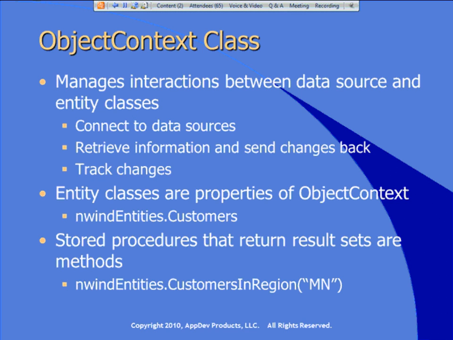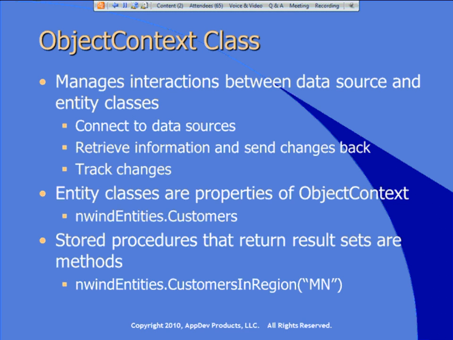In your code, a key concept is the object context class, and it is the job of the object context class to manage the interactions between the data and your entities. This is the thing that connects to data sources using the entity client data provider, retrieves information, sends changes back, and tracks changes. Every time you want to query, you're going to need to create an instance of this class. You can think of it as the same thing as the proxy class when you call a web service or a WCF service. It is the runtime piece that does the actual communication with the back end.